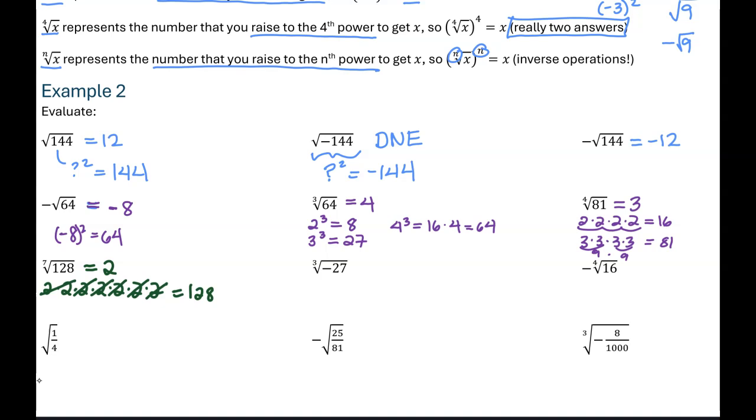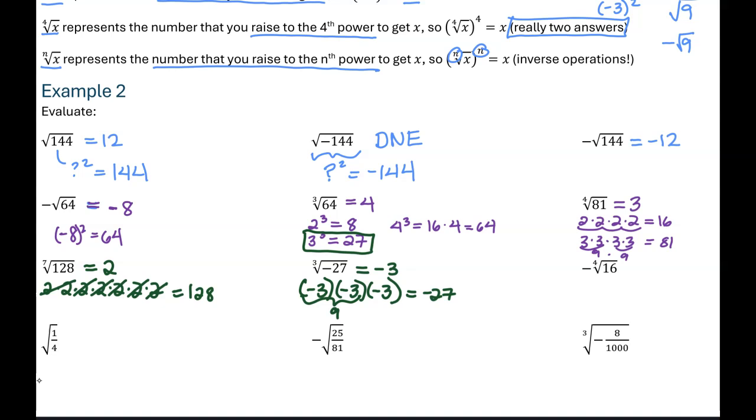Okay, cube root of negative 27. Where it was impossible to take the square root of a negative number, it's totally fine to take the cube root of a negative number. We just checked right above this and found that 3 cubed was 27, so let's try negative 3 cubed, which means negative 3 times itself once more. Negative 3 times negative 3 is 9, and then if we multiply that by negative 3, we do get negative 27. So the cube root of negative 27 is negative 3.